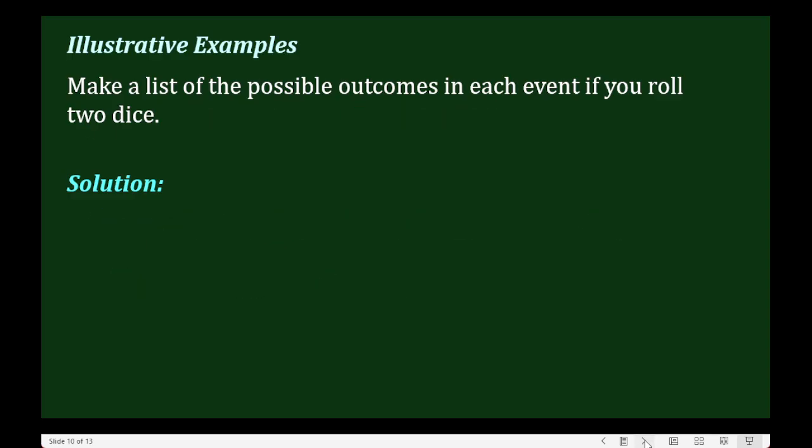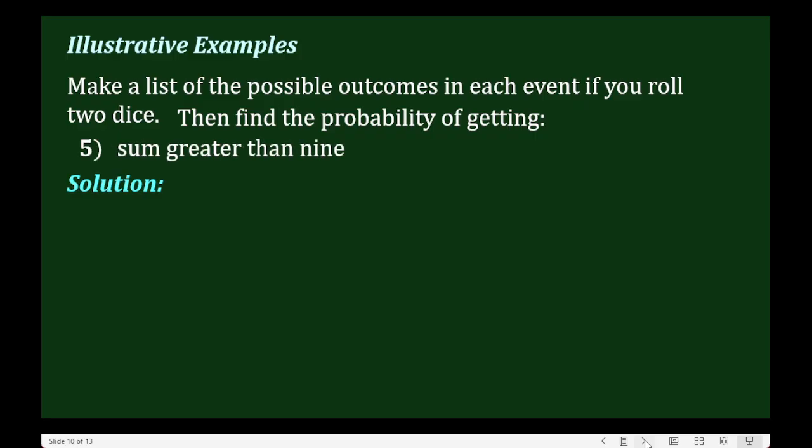Now let us take the next item, number 5. This time the probability of getting the sum greater than 9. And let us denote this as E sub 9 plus. Now such event has these elements.